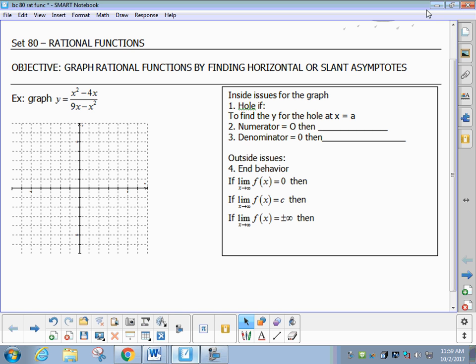It's maybe 80% of the same old stuff. All the inside stuff when you go to graph this, it's the same. The holes, the vertical asymptotes, the x-intercepts, all the same. The end behavior is where it becomes different, all right? So let's get into that and review a couple of the main ideas. Say you looked at this bad boy.